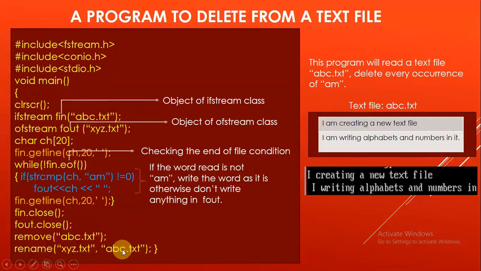So my new file will exist by this name only, and when I will display it on a DOS shell, it will appear like this, from which all the occurrences of small am are deleted. So this is the program, and please remember to include string.h also for the strcmp function. So this is how you can delete anything from a text file.